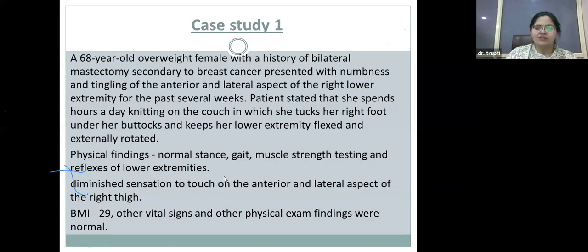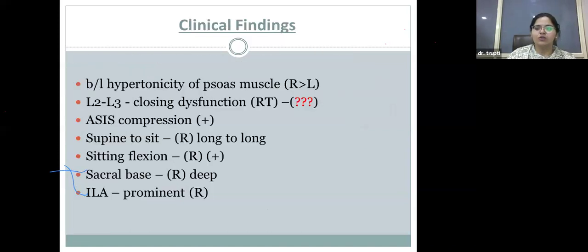What are her physical findings? Normal stance, gait, muscle strength testing, and reflexes of the lower extremity. Everything is normal, but there is diminished sensation to touch on the lateral and anterior aspect of the right thigh. Her BMI is 29. Other vital signs and physical exam findings were normal. This is our clinical findings.